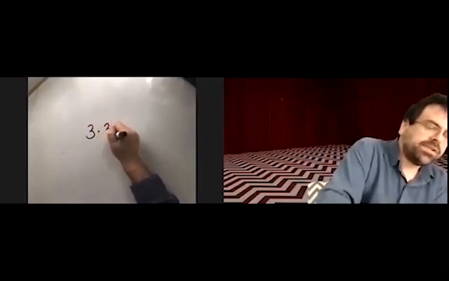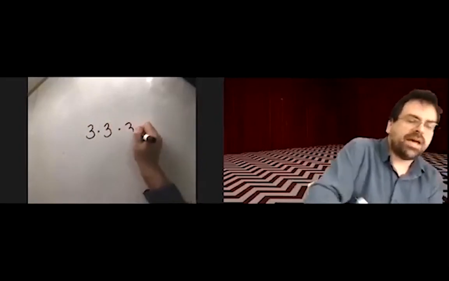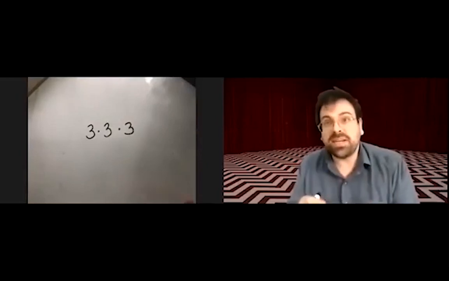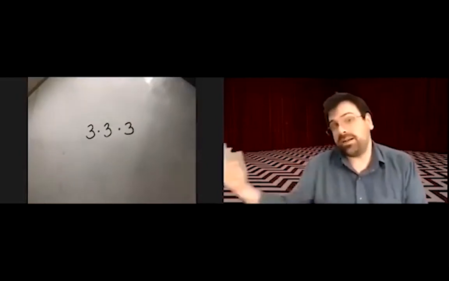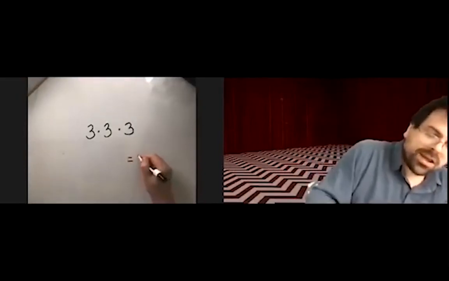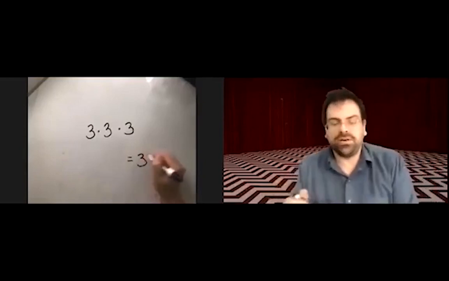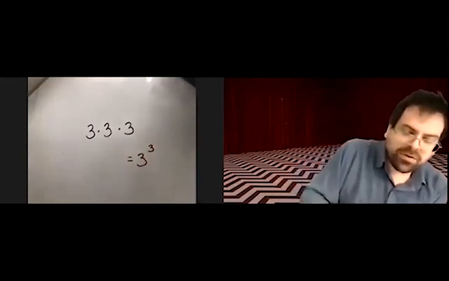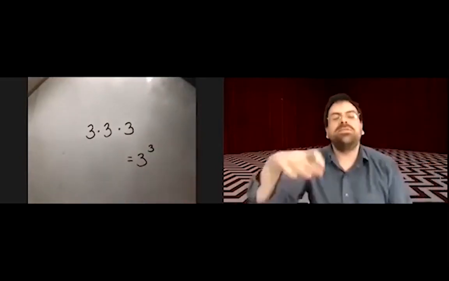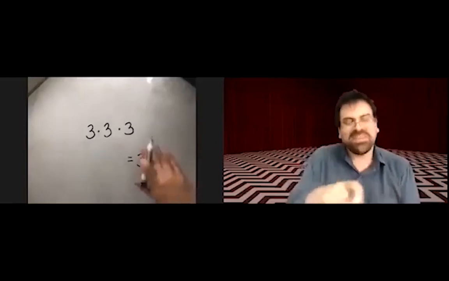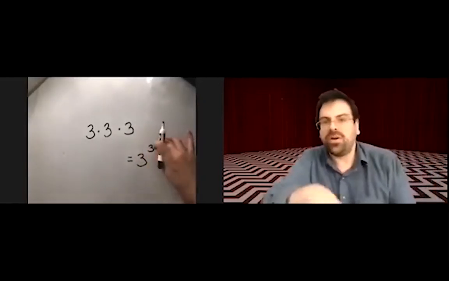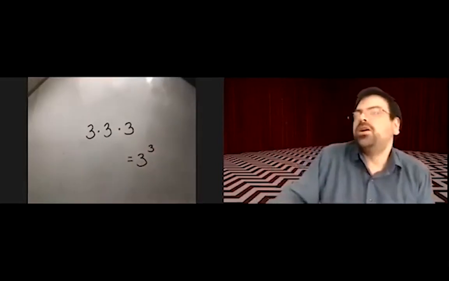3 times 3 times 3. Well, if we had 3 plus 3 plus 3, that would be 3 times 3, repeated addition. This would be 3 to the third because we have 3 3s. Now, of course, I picked the most confusing example to start with, where the normal size number and the little floaty number are the same thing.